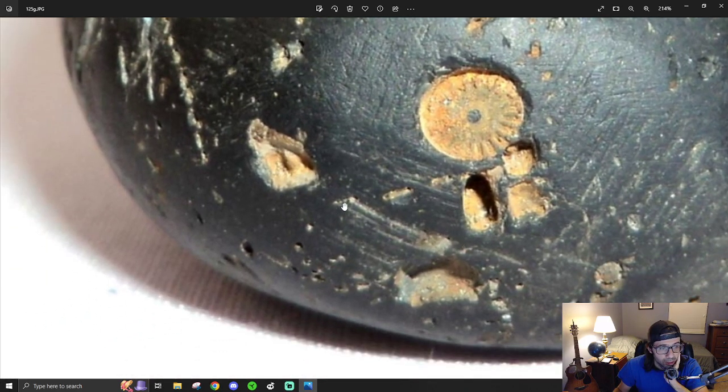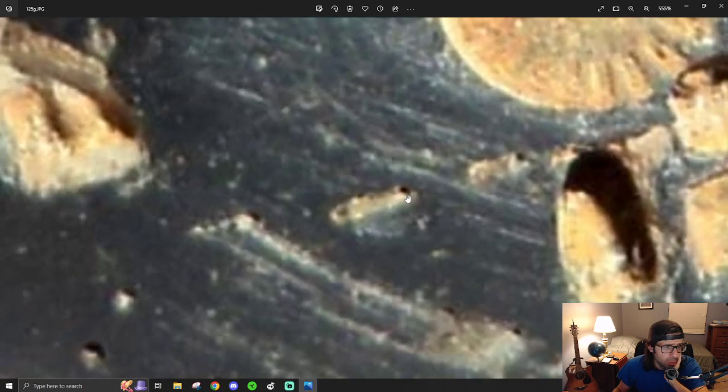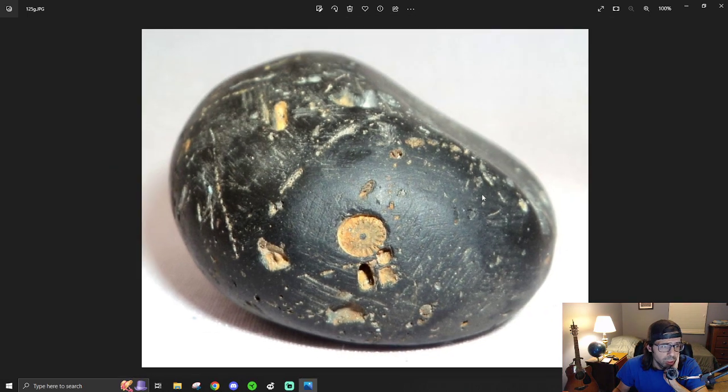These lines are also seemingly related to these indentations or whatever. Intrusions? I don't know.